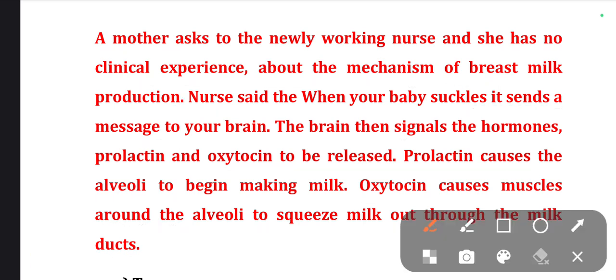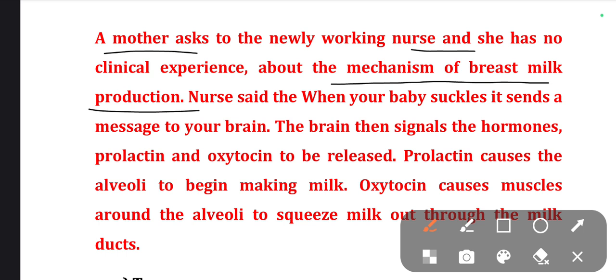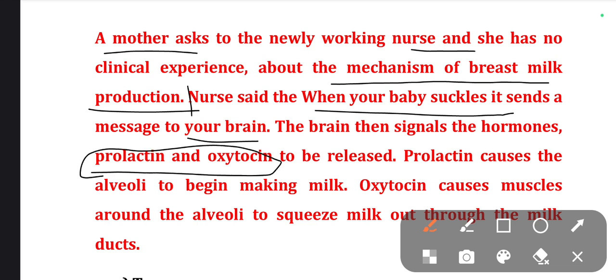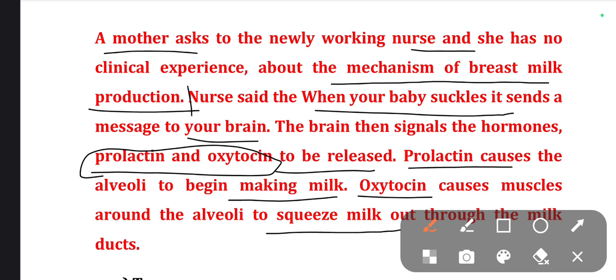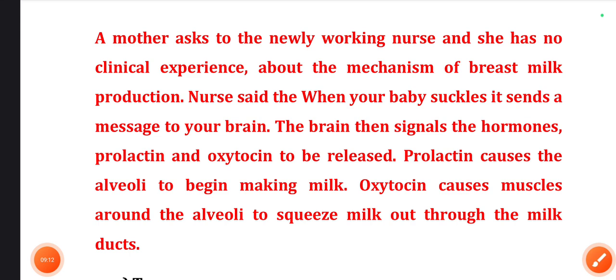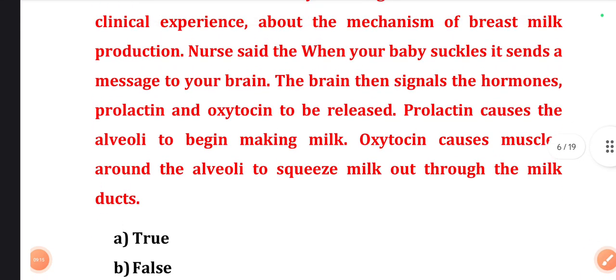A small explanation: a mother asked a new nurse about the mechanism of breast milk production. The nurse said that when the baby suckles, it sends a message to the brain, and the brain signals the hormones prolactin and oxytocin to be released. Prolactin will work on making milk, and oxytocin will work on squeezing the milk out. So is it right or wrong? Is it true or false?